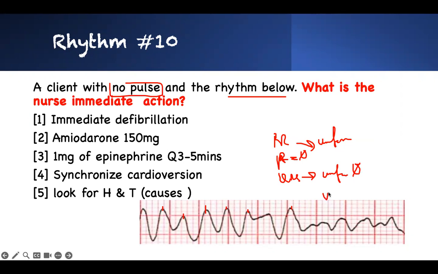Therefore, it cannot be VTach, you see? And it's wide, look at it. It's more than 3 boxes. Okay, so QRS, I have wild QRS. That is not uniform. So it's chaotic. The word chaotic is the key. Chaotic wave. And this is what we call ventricular fibrillation. I don't see a P wave at all.